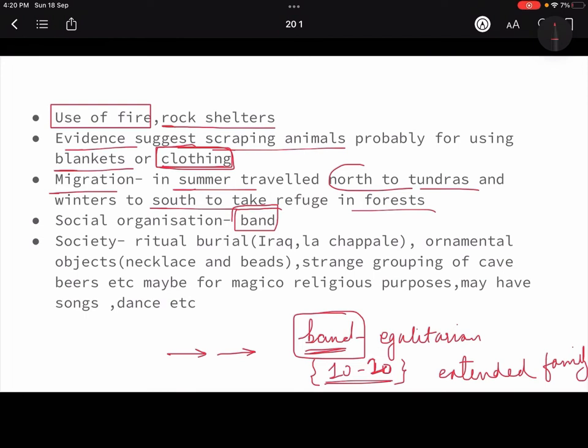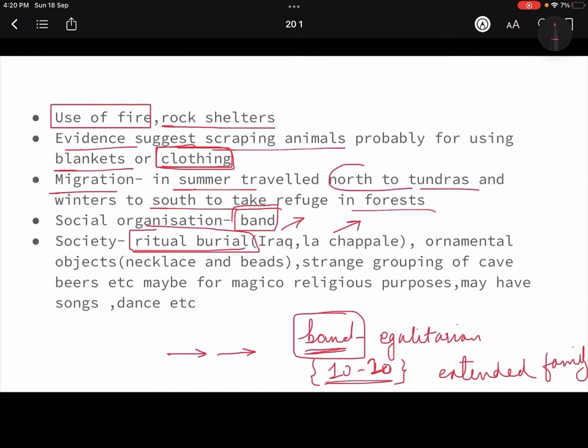Then ritual burials, we had seen when we were reading about Neanderthals, that ritual burials used to take place. There was a skull that was put with the pollens, and then there was a child buried along an adult. Then we had found all kind of strange burial sites in Iraq, that is Shanidar, and La Chapelle in France. So you need to now make links with that chapter, right? So then you will be able to understand.